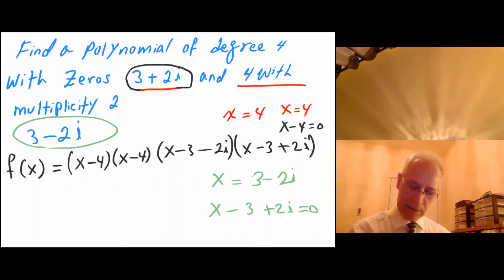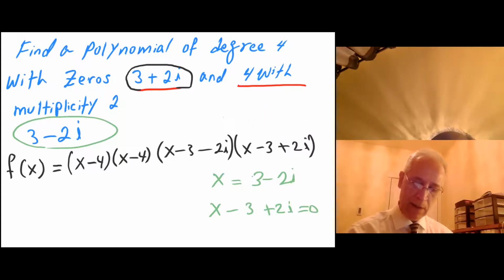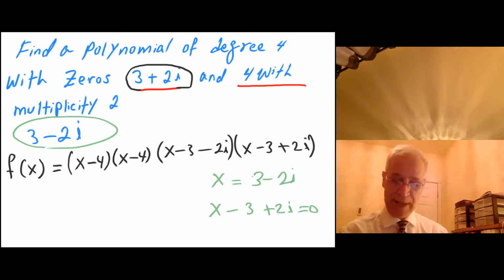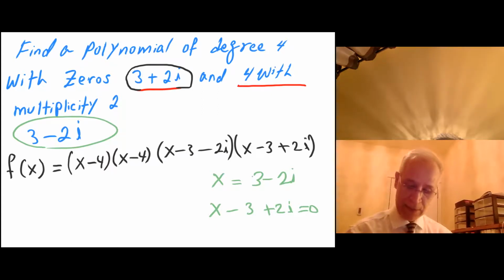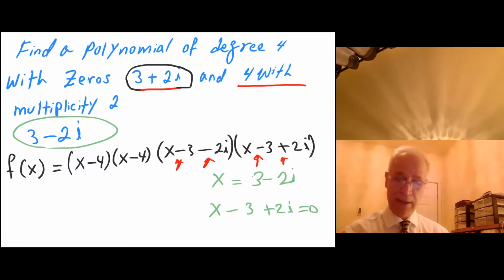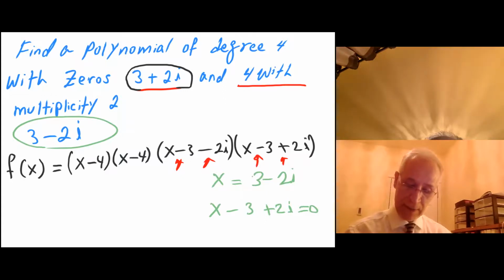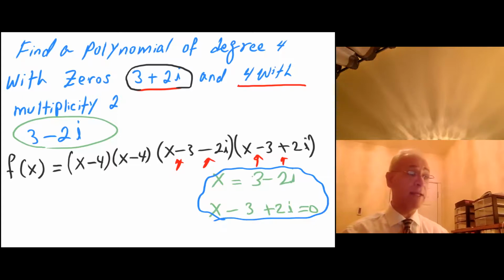And this is the part where a very common mistake happens, that students write this here as x minus 3 minus 2i, then here they write x plus 3 plus 2i, and that would be a mistake. That's why going through this step, I think at least in the beginning, is necessary, so you won't make a mistake.